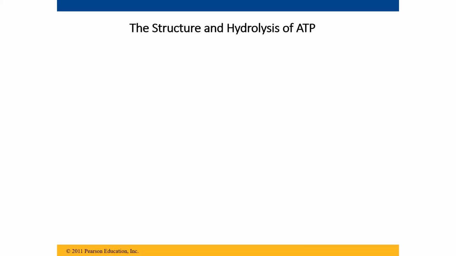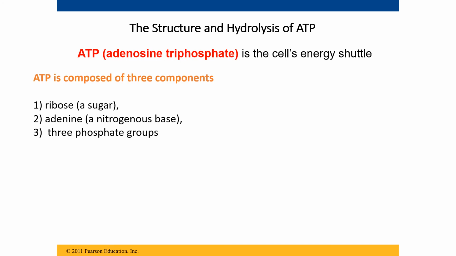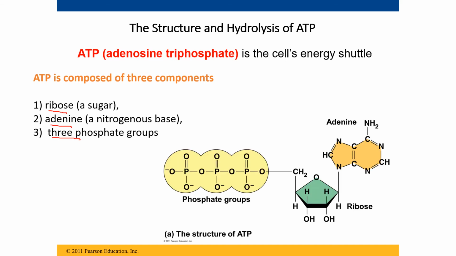So to start talking about ATP, I just remind you that ATP is adenosine triphosphate and is the cell's energy shuttle. It's composed of three main elements: ribose, adenine, and triphosphate groups. So here you can see the adenine, the ribose, and here you can find the triphosphate. And these triphosphate groups, as we will see in the next slide, are very important for energetic reasons.